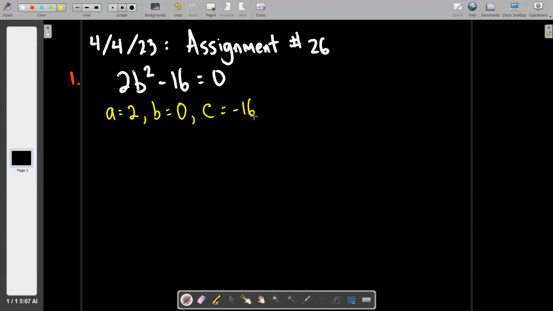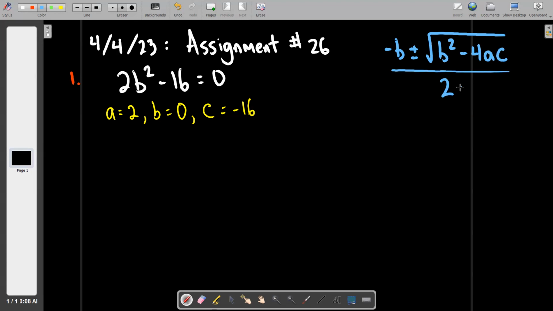All right, so let's get into it. The quadratic formula, you'll remember from yesterday's lecture, I'll put it up here in the corner, is the opposite of B plus or minus the square root of B squared minus 4 times A times C, and then all of that gets divided by 2 times A. So that's in your notes from yesterday. Now that we know who A, B, and C are, we should just be able to plug those in and see where the morning takes us.